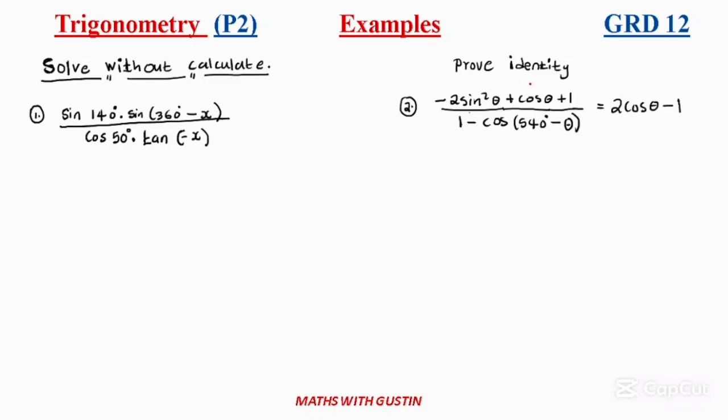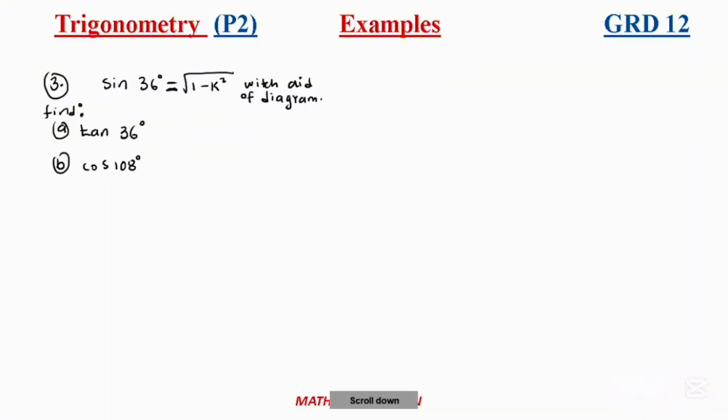Alright guys, I've got the two questions right here. The one is prove the identity, the other one is solve without the use of the calculator, simply meaning that this one is for simplifying. And then I also got a third question after these two questions, which is right here.